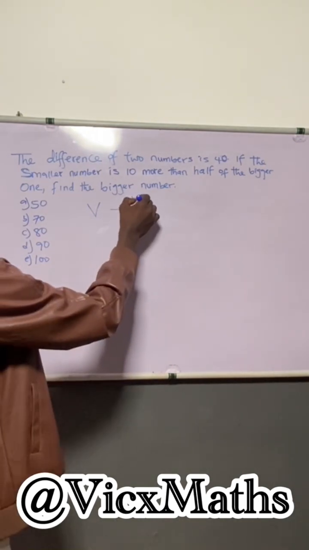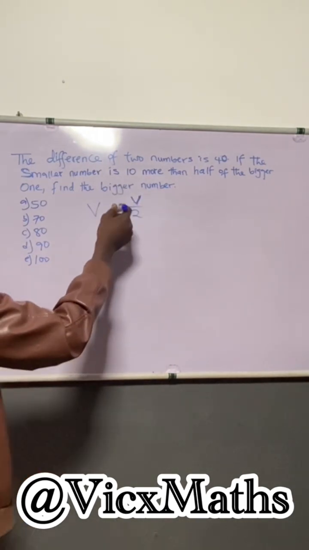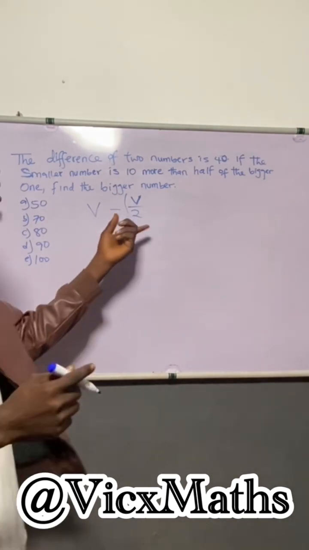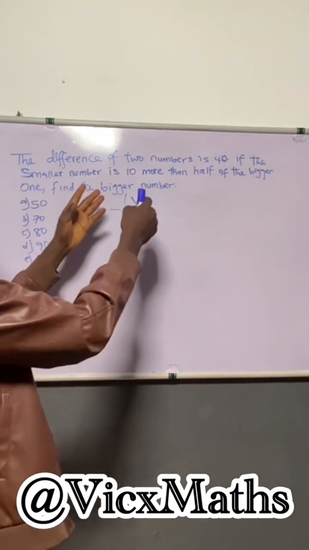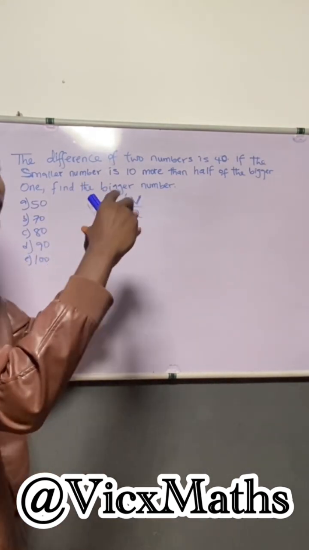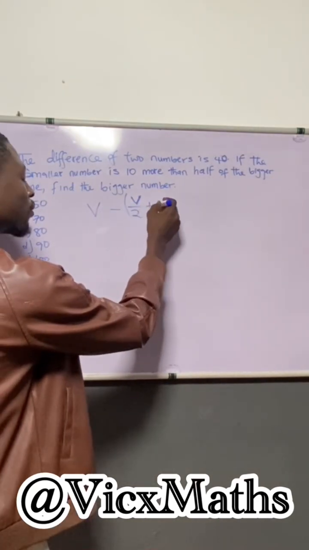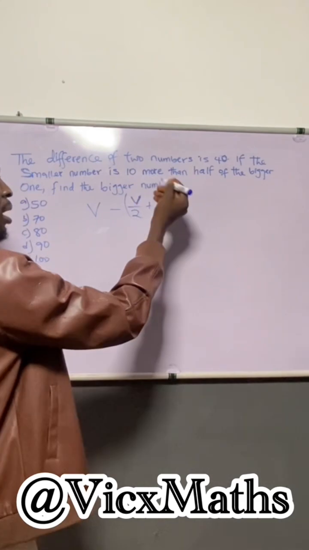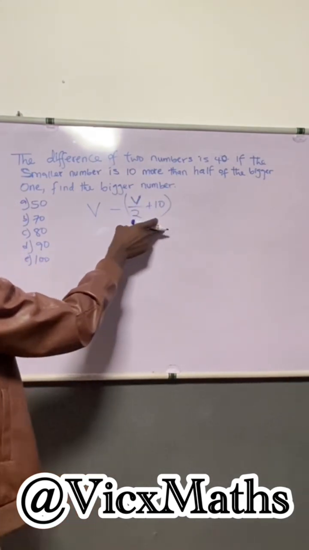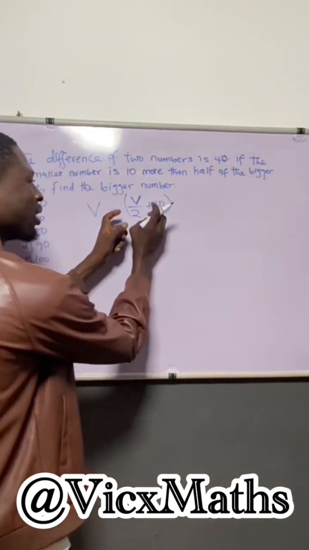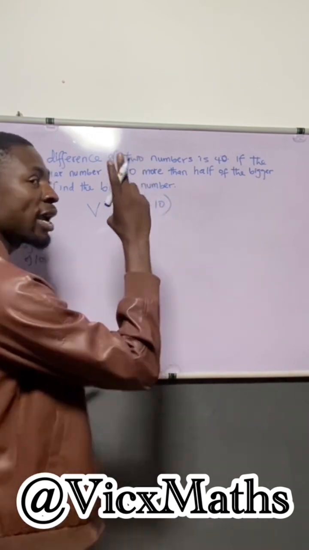So now, let's use this, V all over 2. Remember that this is a bracket. The reason why we are putting this bracket is because this smaller number is a separate operation. They said 10 more than half of the bigger number. So this is half of the number plus 10 more. Anytime you hear more, it is plus. 10 more. This is the statement, so you have to always work on this. This bracket is trying to tell you that this is a single entity.